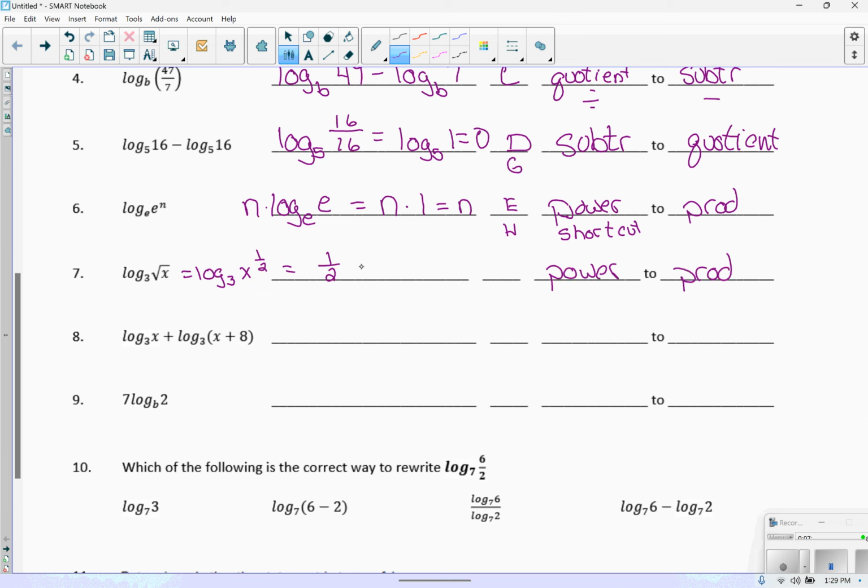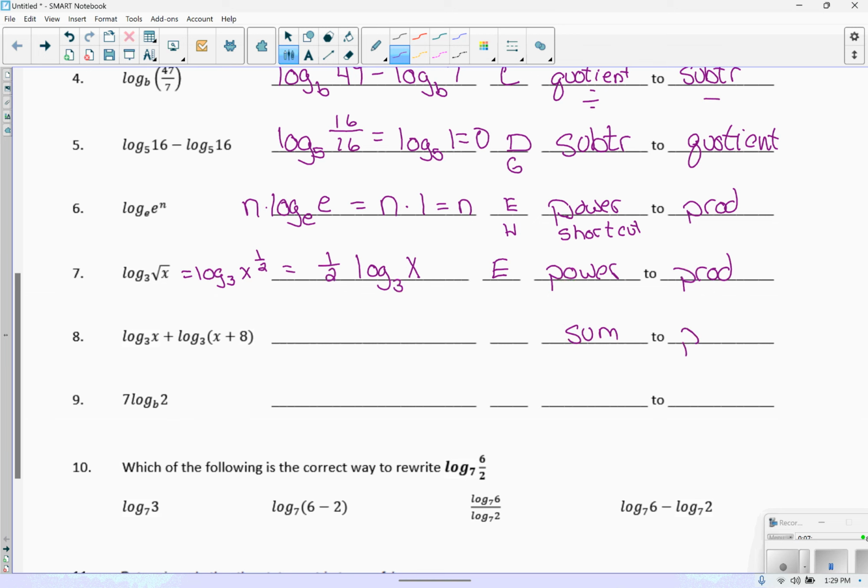So we're going to have 1/2 times log base 3 of x. And so there's not anything else we can do there. So just our power, well, rewrite and our power rule. Next one, we have sum.